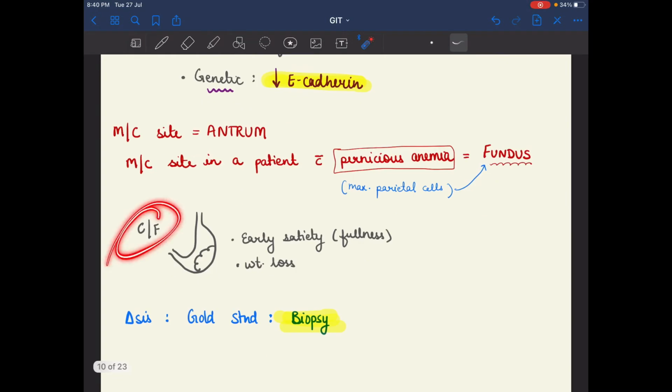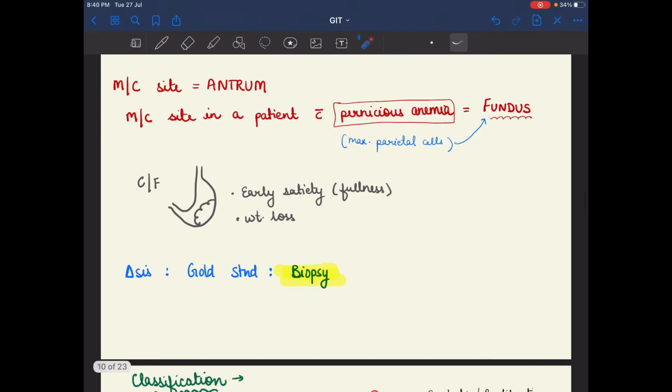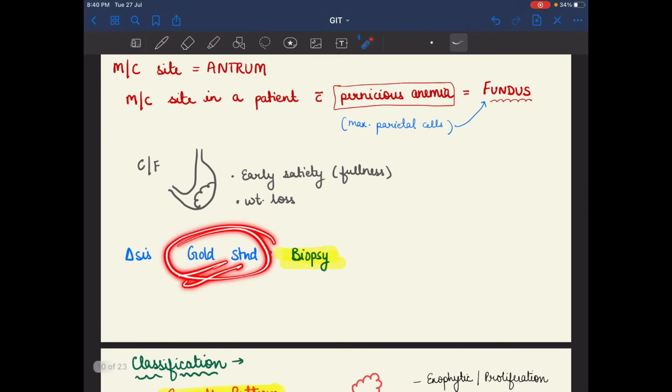What were the clinical features? If the patient has adenocarcinoma, it means there is some mass present in the stomach. If the mass is present, there is less space for the food to enter, so there is early satiety. The person will feel fullness. So early satiety is seen in adenocarcinoma, and there is weight loss also, because the person is not going to eat properly. For any type of cancer, the gold standard is biopsy. The gold standard for diagnosis of adenocarcinoma is biopsy.